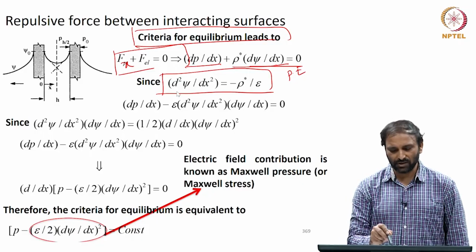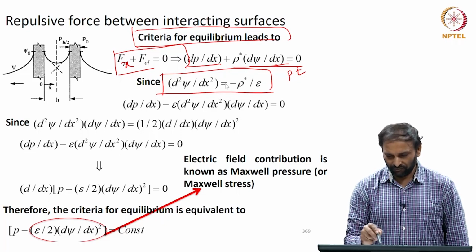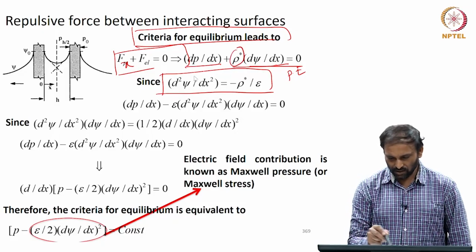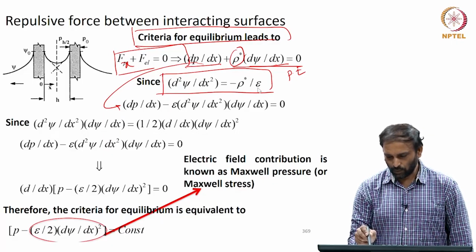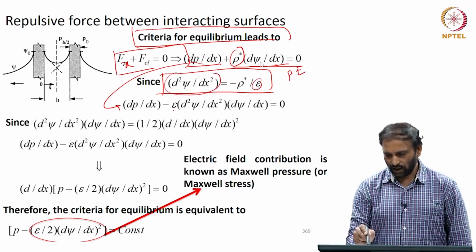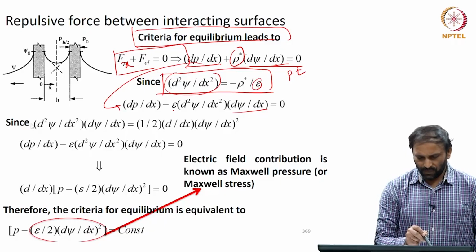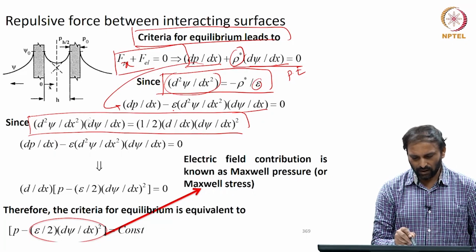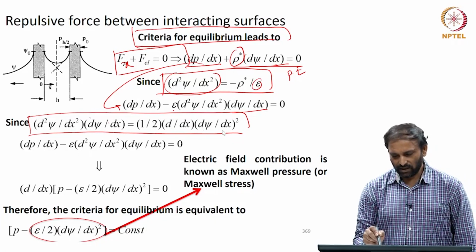The Poisson equation in one dimension is d square psi by dx square is equal to minus rho star divided by epsilon. So, instead of rho star, I can replace. So, that is the dp by dx term. Instead of rho star, I can replace that with minus epsilon times d square psi by dx square times d psi by dx. Since we know that d square psi by dx square times d psi by dx is equal to 1 by 2 d by dx of d psi by dx whole square.